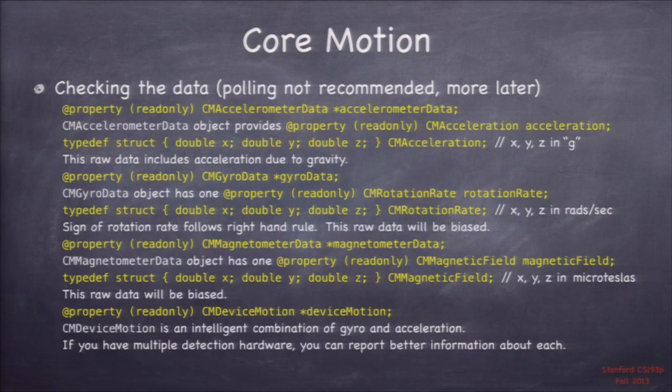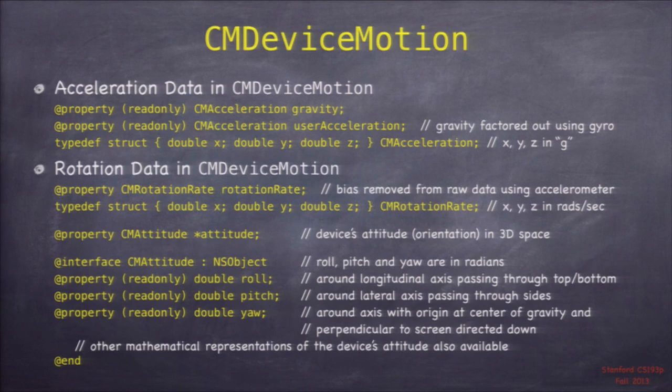So here's the polling thing. I have this slide. We're not really going to look at it, but for each of the things, accelerometer, gyro, magnetometer, and device motion, which is the magic one I'm going to talk about in a moment, you can poll and say, what's the current state of this? But you don't usually do that. Now I'm going to talk about the magic thing before we talk about posting the blocks on the queues, which is CMDeviceMotion.